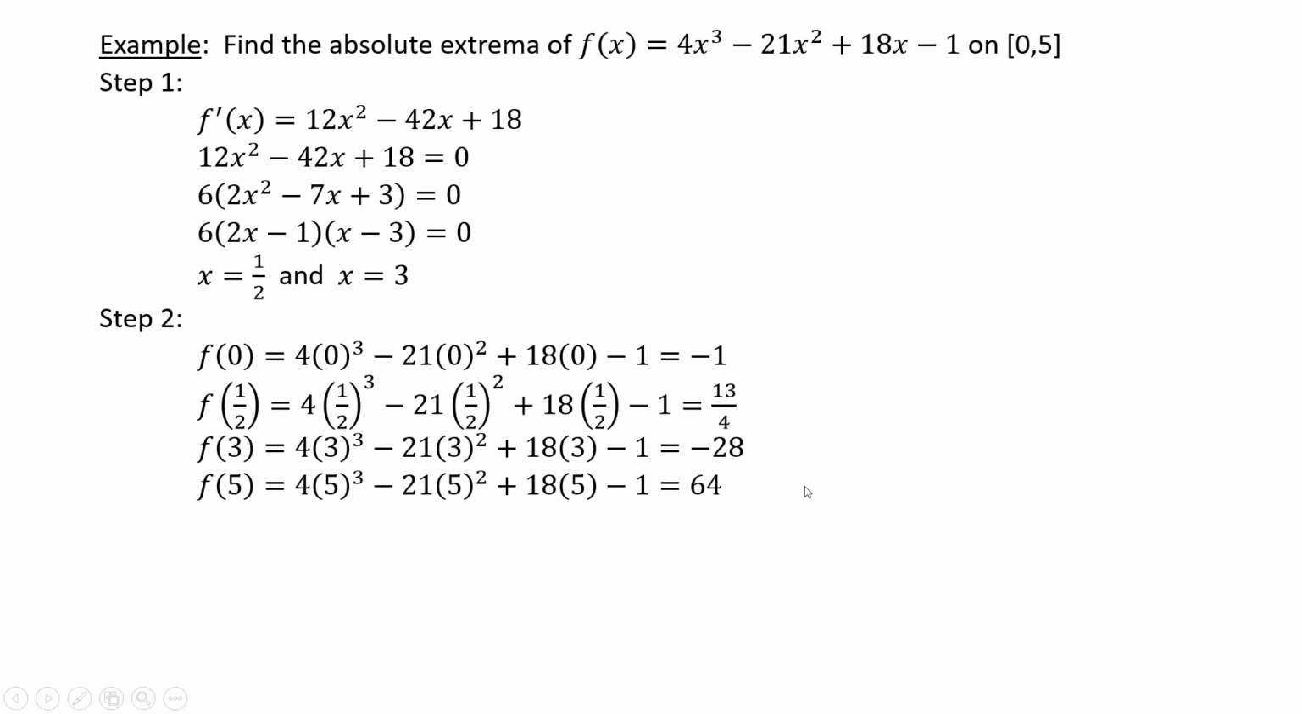So the absolute maximum is going to be 64 and the absolute minimum is going to be at negative 28. And so I can label those as ordered pairs. My absolute min is the ordered pair 3, negative 28, and the absolute max is the ordered pair 5, 64. So that is your absolute extrema. For your absolute extrema, you only need the derivative to determine your critical values, and then you're done with it. Then you're plugging everything back into the original function.